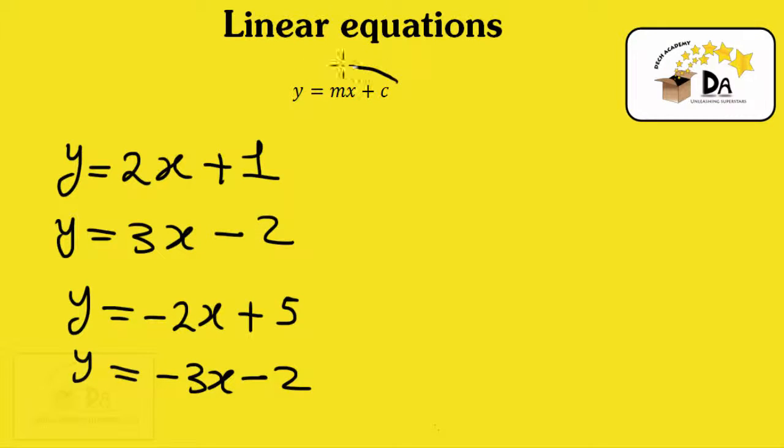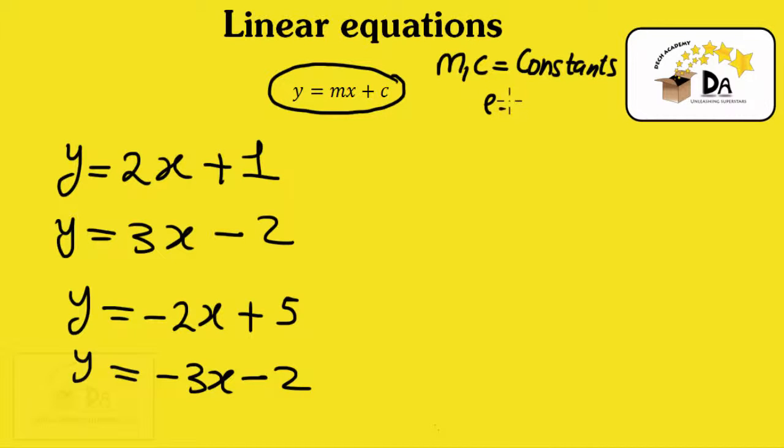They are of this form, y equals mx plus c, where m and c are constants. They're just real number values. They're constants. So for example, minus 1, 2, 3, 4, just constant values. Constant values. And y and x are variables.